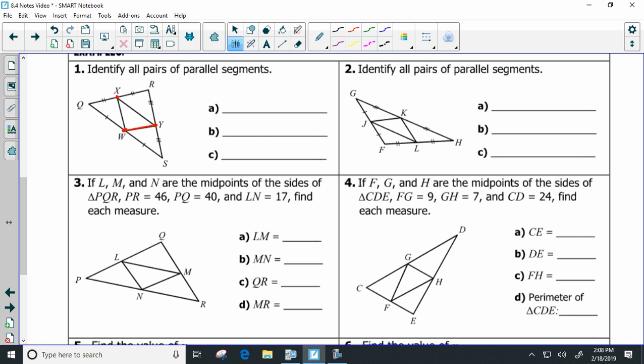WY is parallel to its third side. So if you think about this big triangle, QRS, WY hits side RS and it hits side QS. It does not hit side QR. So WY is parallel to QR.